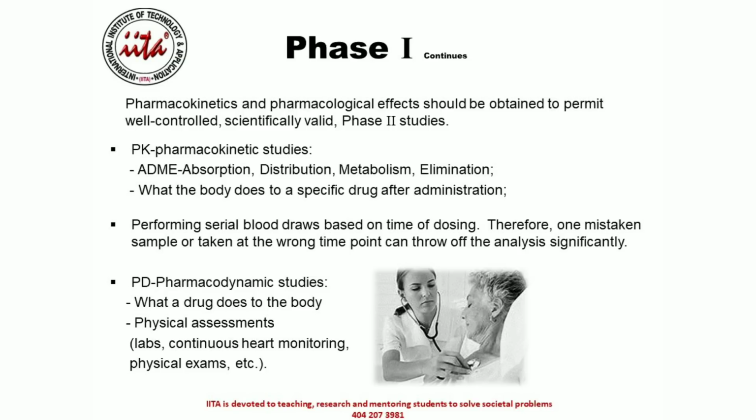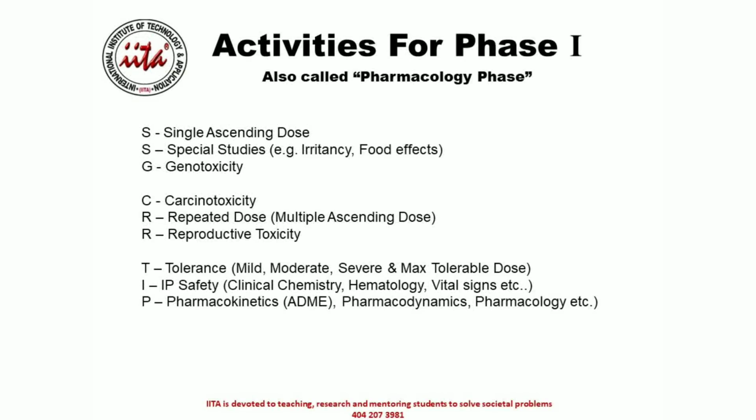Pharmacodynamic studies. This is what a drug does to the body. In that, we take physical assessments such as lab work, continuous heart monitoring, and physical exams. Activities for phase 1. This is also called a pharmacological phase. That consists of single ascending dose, special studies, genotoxicity, carcinotoxicity, repeated dose, reproductive toxicity, tolerance, safety, and pharmacokinetics.